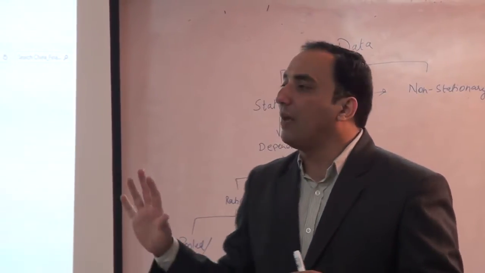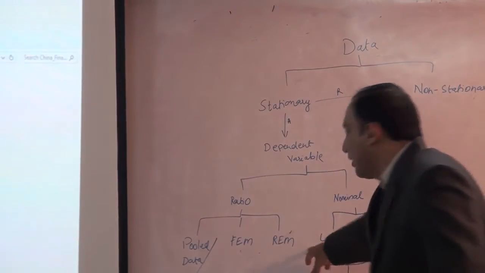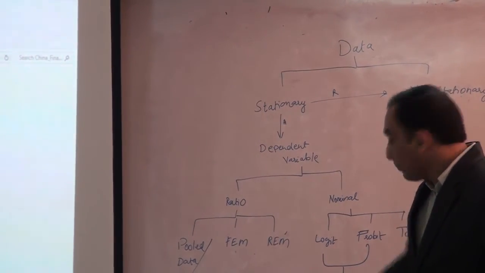Then if my independent variable has a dummy variable, I can only use REM. If my dependent variable is also a dummy variable, then I cannot use this model, I have to use some of these other models. And then also I will have to use REM.